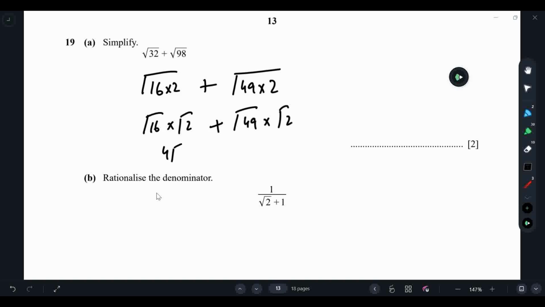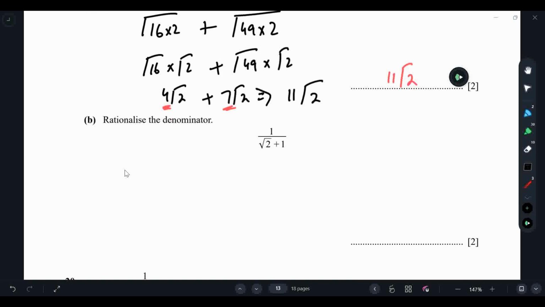So this will be equal to 4 square root of 2 plus 7 square root of 2. Just treat it as a normal variable. You can see that if you add 4 with 7, the answer will be 11. So 11 square root of 2 will be the final answer.